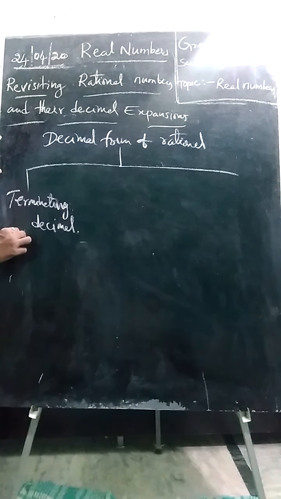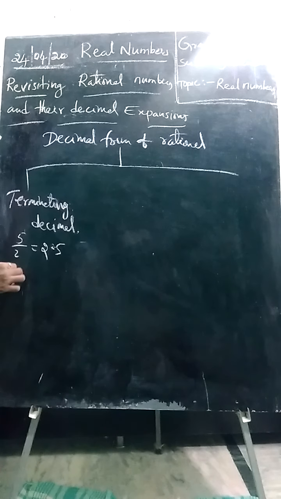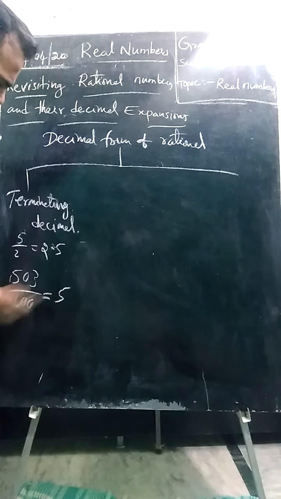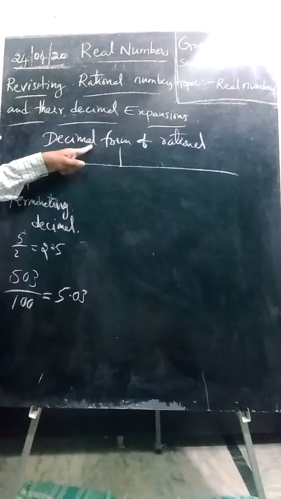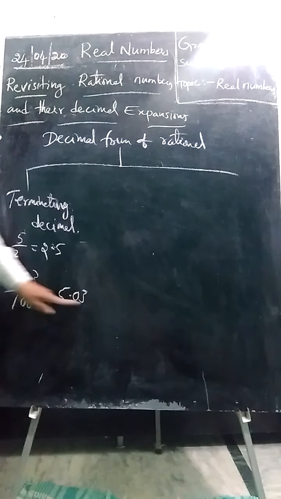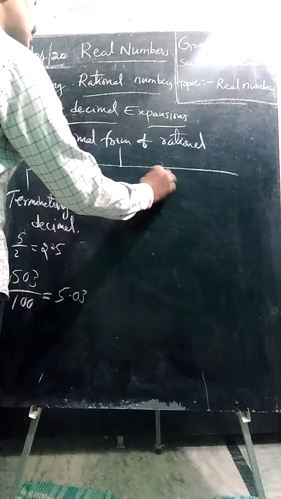For example, let us take 5 by 2. It is 2.5. It never repeats. One more example, let us take 503 by 100. If we divide by 100, it becomes 5.03. Is it repeating? No. That ends. If we write a rational number in decimal form and it ends after some digits after the decimal point, there is an end. That is called a terminating decimal.